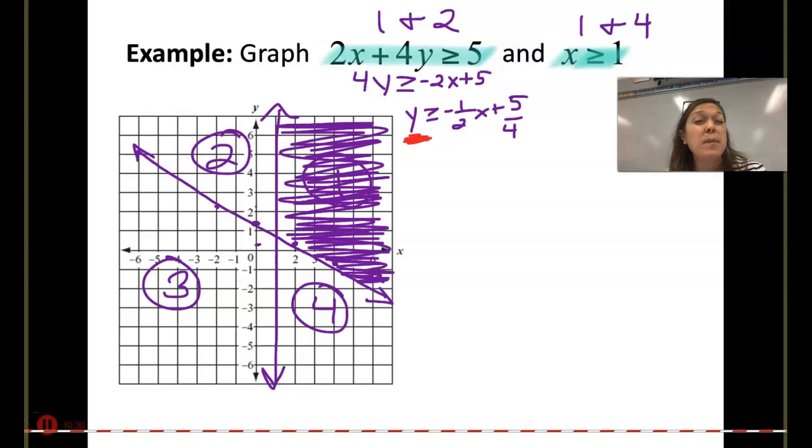Okay, so that allows me to do it without having to do unnecessary shading. Because when I see your answers, I want just, bam, here is my shaded region that is the solution. So that means any point inside that shaded region would be a solution to both 2x plus 4y is greater than or equal to 5 and x is greater than or equal to 1.